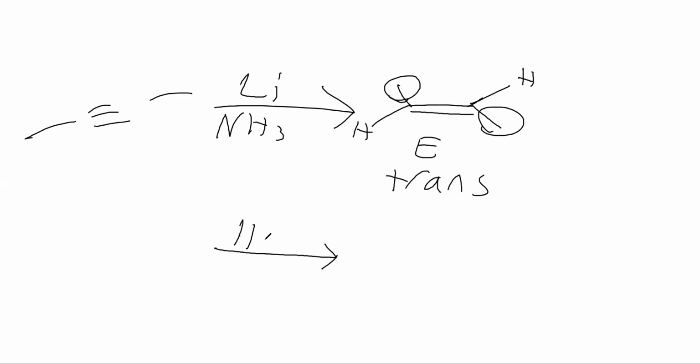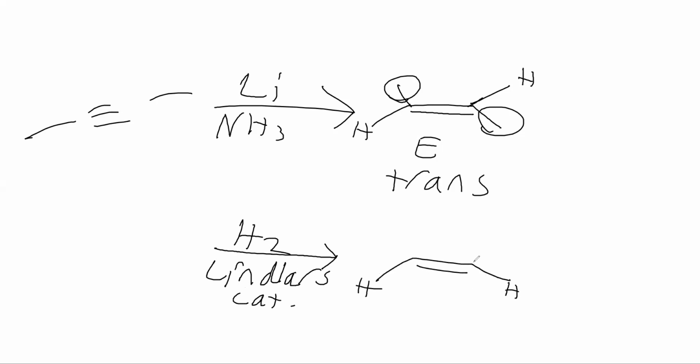And then another way to reduce it to a double bond, that's to form the cis product, is with H2 and Lindlar's catalyst. So now both of these are pointing up, so it is C or cis. So H2 and Lindlar's catalyst leads to a cis alkene, while Li over NH3 leads to a trans alkene from an alkyne.